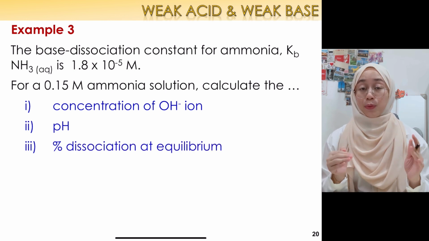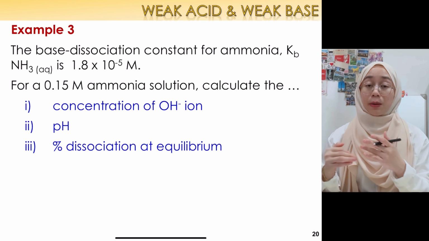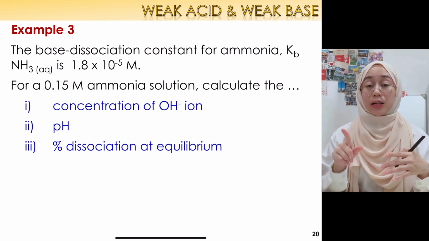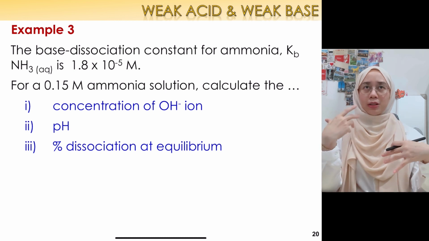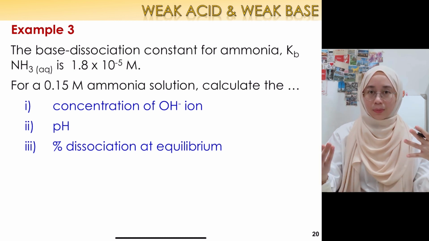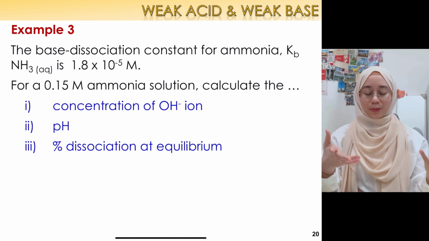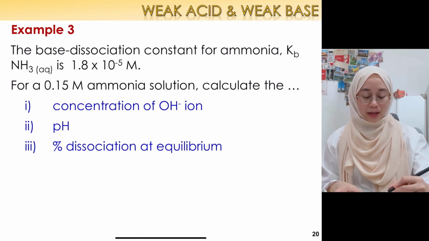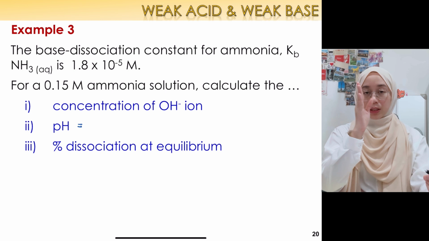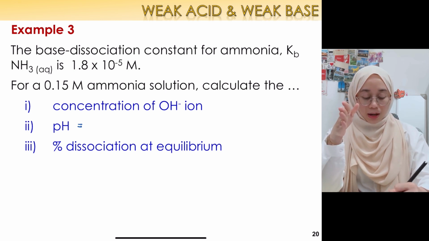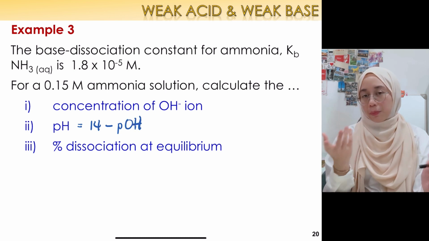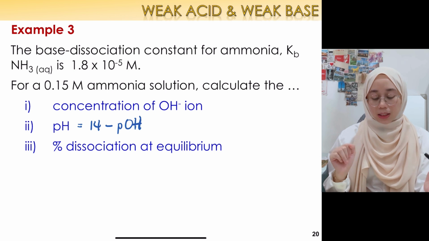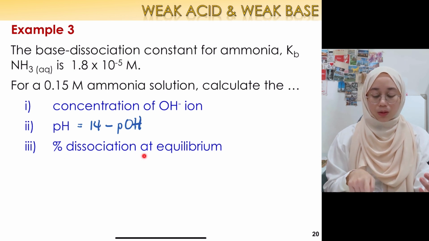Okay, tapi pH kat sini we cannot use the negative log H+, because yang involved kat sini adalah apa? Yang involved kat sini adalah base. So bila base, kita tahu yang kita produce adalah OH minus. So mana nak dapat H plus ion? Okay, so kita tak boleh guna yang pH equals to negative log H plus, but kita tahu yang relationship antara pH dengan POH adalah pH is basically equals to 14 minus POH lah. So nanti untuk selesaikan number 2 ni, we need to find POH first and then we can find the pH. Okay, and then last kali adalah percentage dissociation at equilibrium.